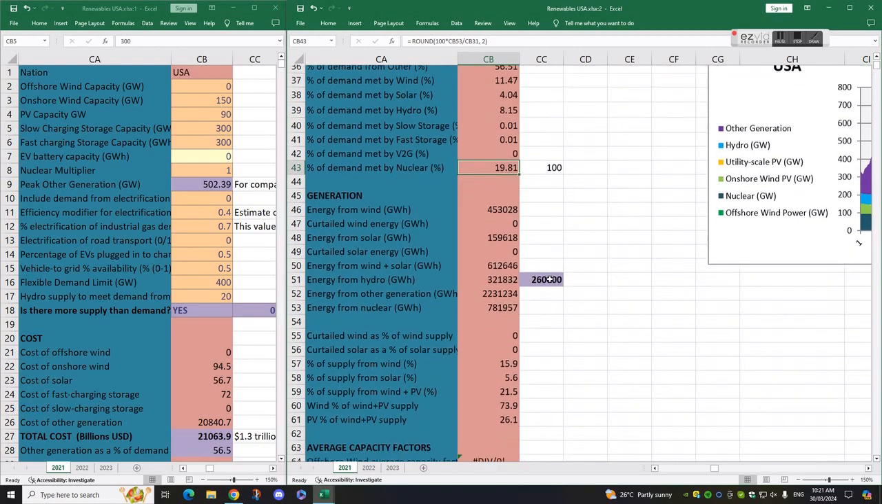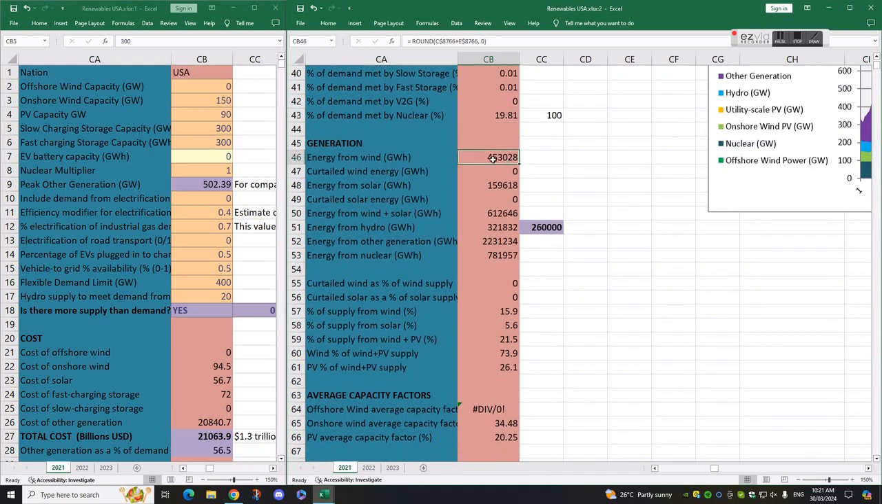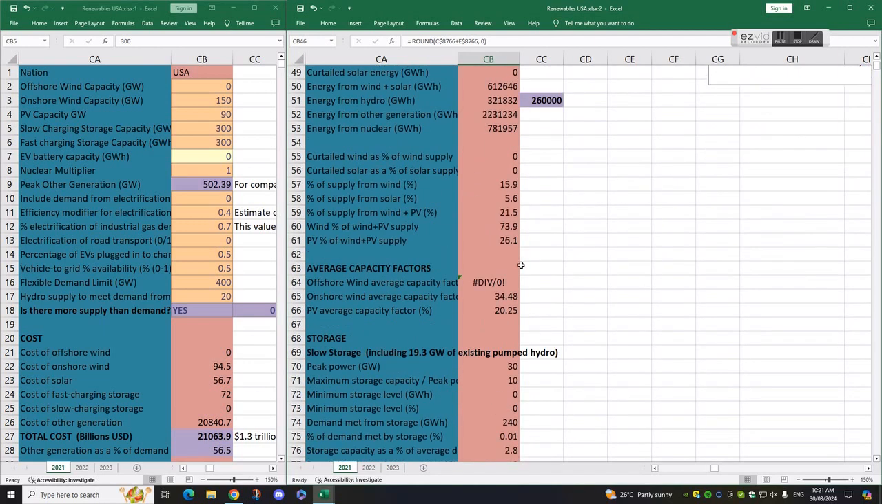Okay, then the actual absolute amounts in gigawatt hours. For wind, it would have been 453,000 gigawatt hours that year. For solar, and so on. Curtailment is when there's more wind supply than is being used, and some of it has to be switched off. They close down some of the turbines. And on this version, there's currently zero curtailment. We'll see more of that later on.